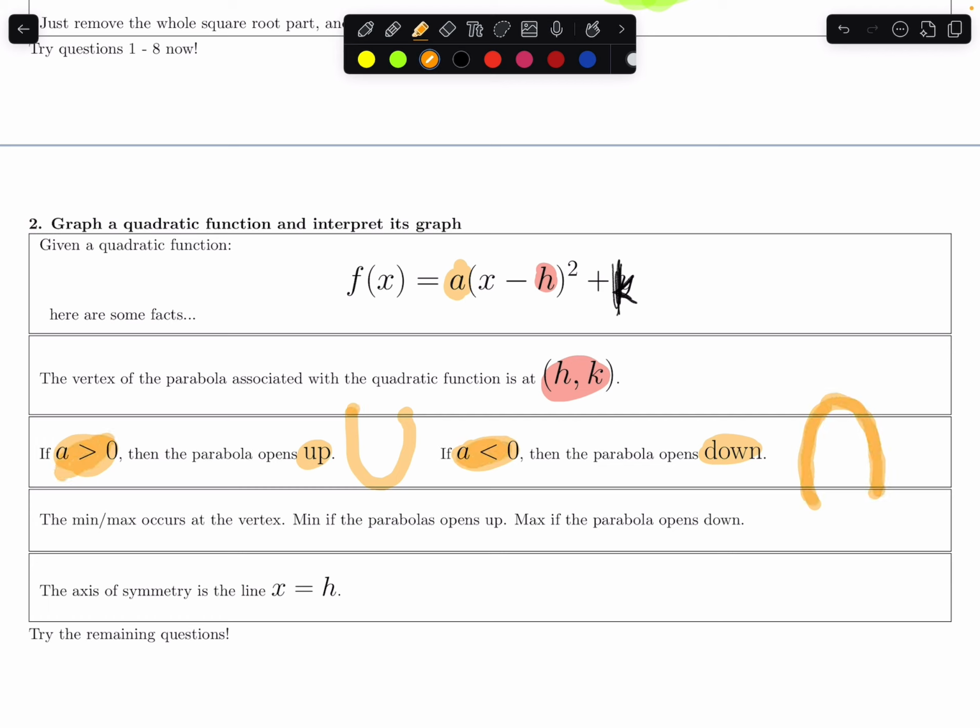The minimum or maximum occurs at the vertex. So it's going to be a minimum if your parabola is opening upwards. That's pretty obvious, right? Because you're right here at a low point. And the vertex is a maximum if your parabola is opening downwards.